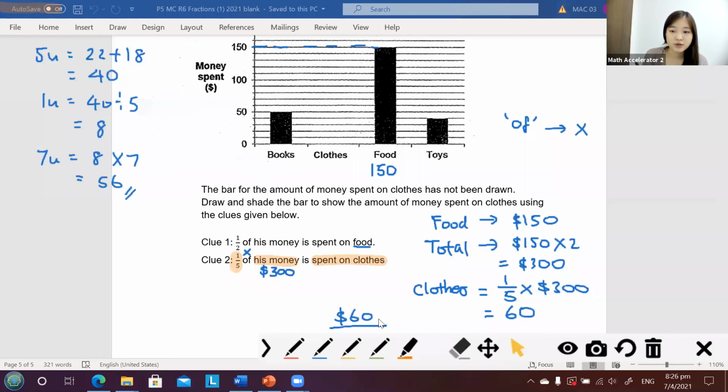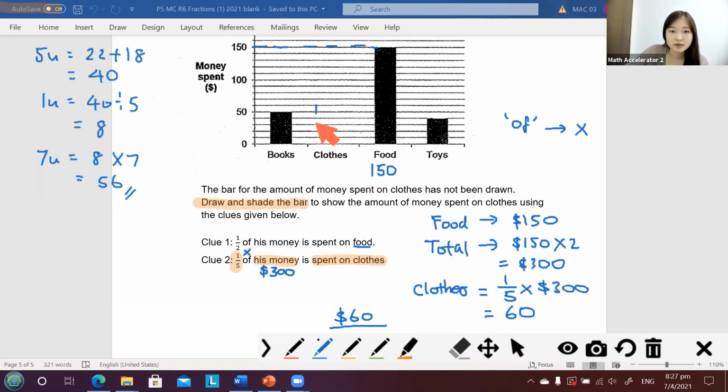Okay, but do you stop here? You must answer the question. They ask you to draw and shade the bar, right? Okay, so use your ruler, go and find where is 60. Okay, so this is 50. Each of it will be $10. Okay, 10, 20, 30, 40, 50.